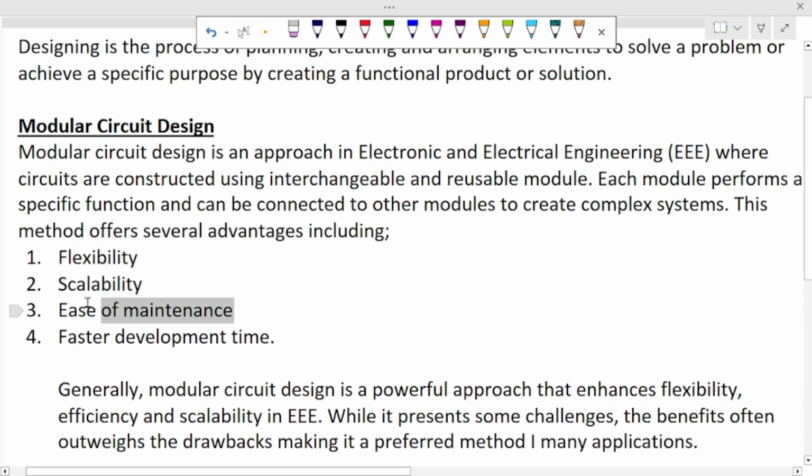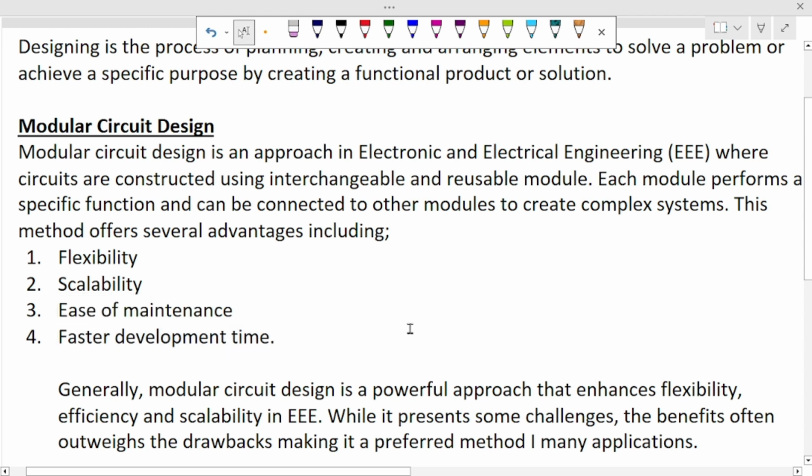Then ease of maintenance. Of course, when you want to maintain the entire system, you can separate the system into the different models and maintain each one. So maintenance is quite easy. Okay, and development time is faster.